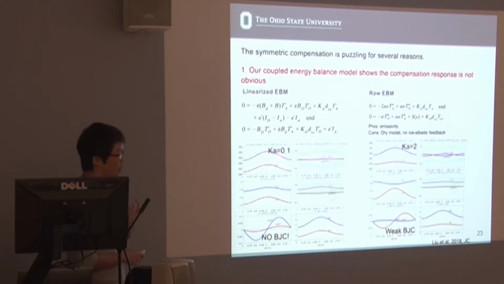Then we try to tune Ka. Ka is the capability of the atmosphere heat transport. We found that only if Ka is large enough can we produce a very weak compensation response. It is because when Ka is large enough, the atmosphere can transport more energy poleward to warm the pole or the ocean at high latitudes. In this case, we can produce a very weak polar amplification in the surface ocean. Then we have a very weak compensation response. But this is not as consistent as what we show in the GCM results.